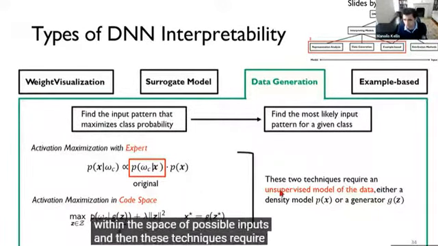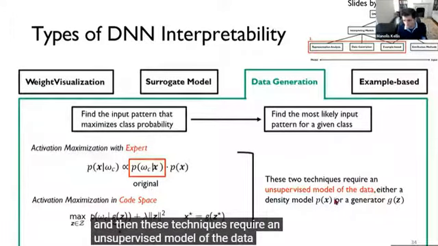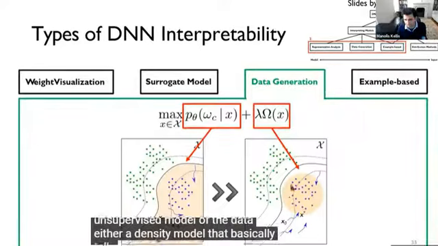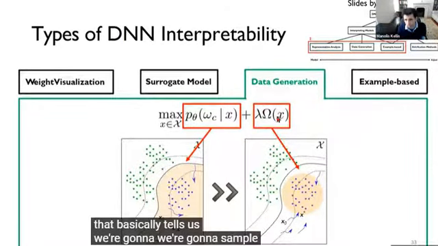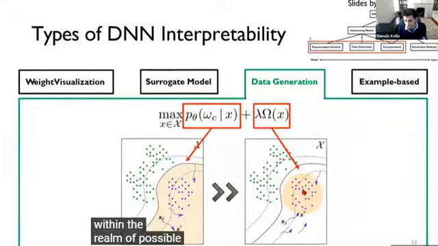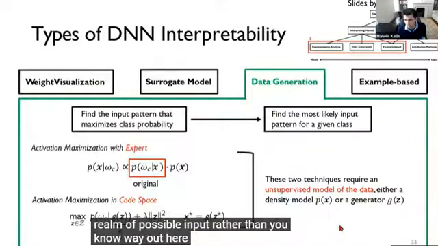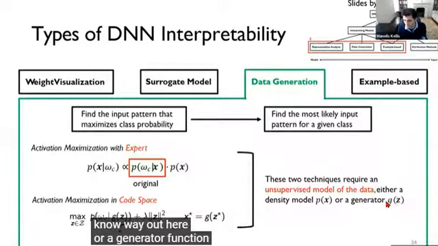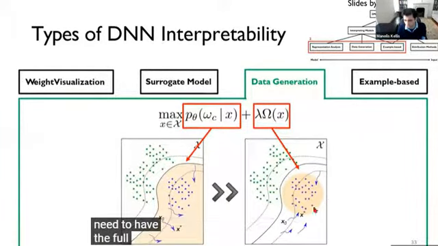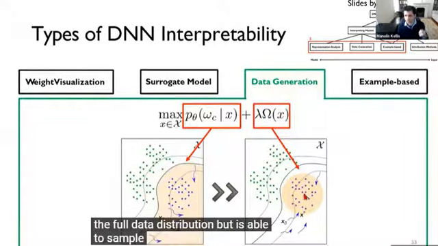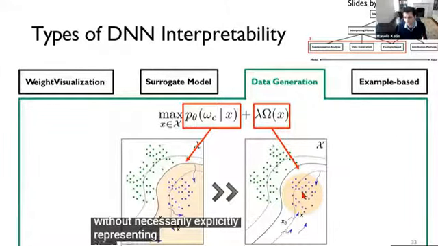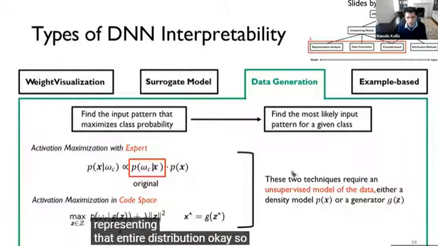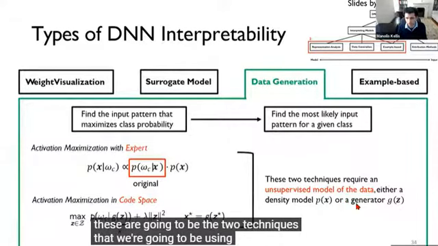And these techniques require an unsupervised model of the data, either a density model that tells us where the data is most dense, so some kind of feature density distribution that tells us we're going to sample from within the realm of possible inputs rather than way out here. Or a generator function that doesn't need to have the full data distribution, but is able to sample from that distribution without explicitly representing that entire distribution. So these are the two techniques that we're going to be using.